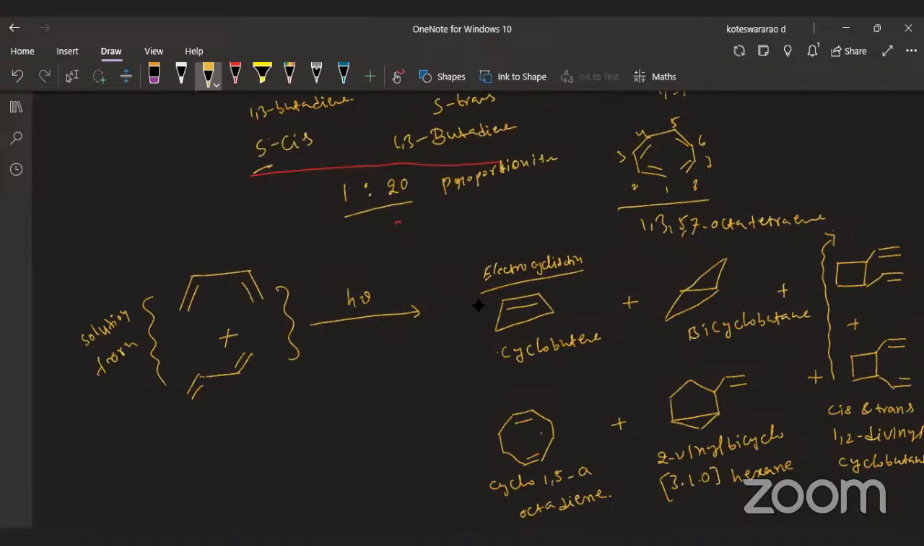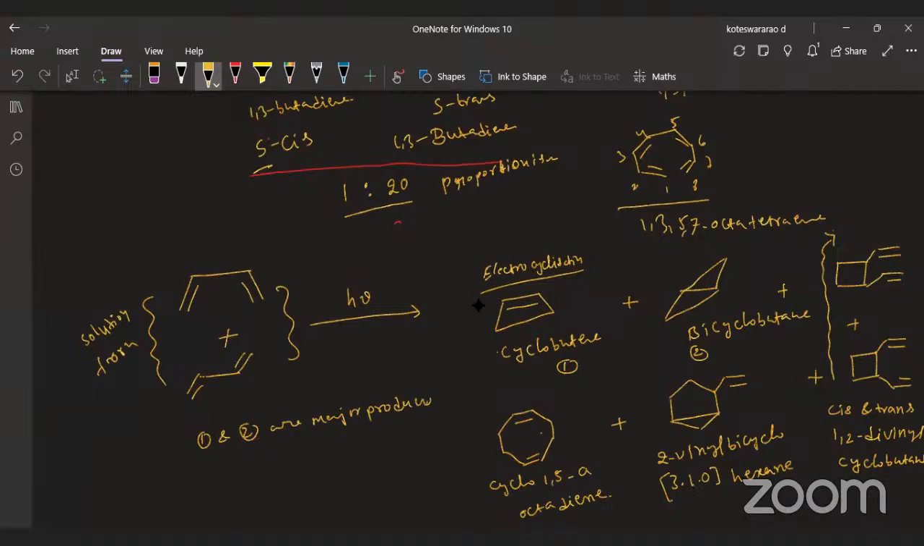So almost 6 products are generated, in which the first two, 1 and 2, are the major products.